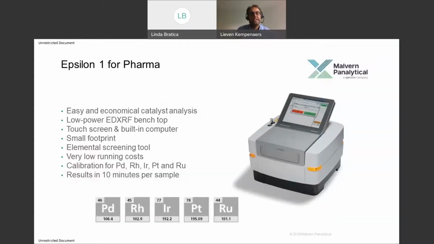And in this case, this is the Epsilon 1 with a built-in computer with a touchscreen. There's no sample changer. It's one position for a few samples per day that you want to measure. In this case, specifically for the catalyst residues, and it takes 10 minutes to screen, to check the concentration of those 5 catalysts, one of the 5 that was used in the end product or intermediate API samples.